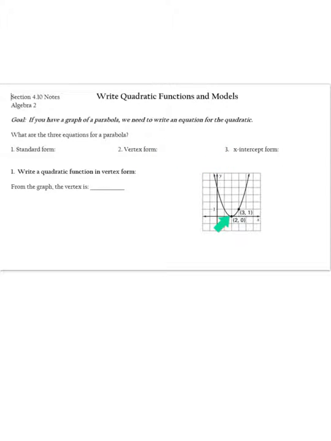So looking at this, I'm given a vertex here at (2, 0), and another point, (3, 1), and it says to write a quadratic function in vertex form, which would make sense knowing that we're given the vertex. So let's write out our three forms first of all.